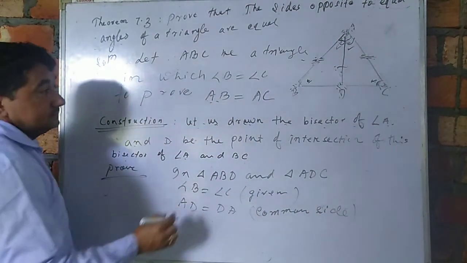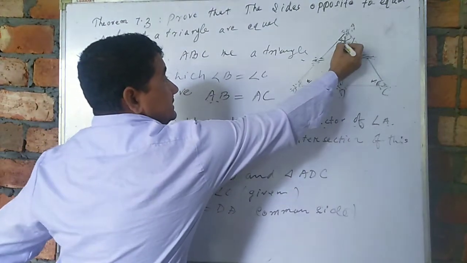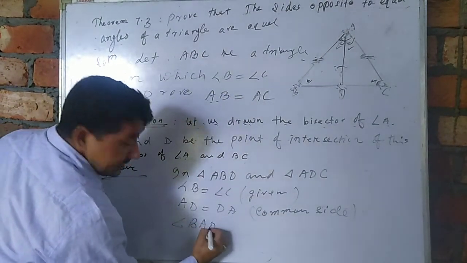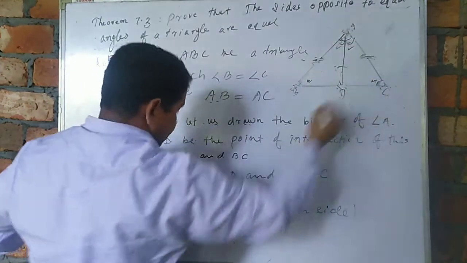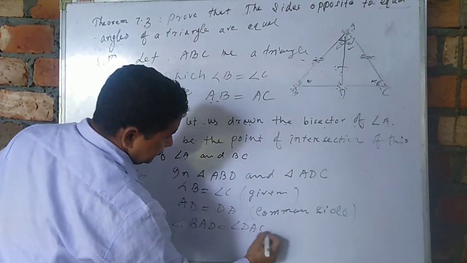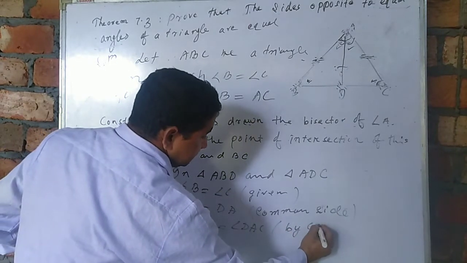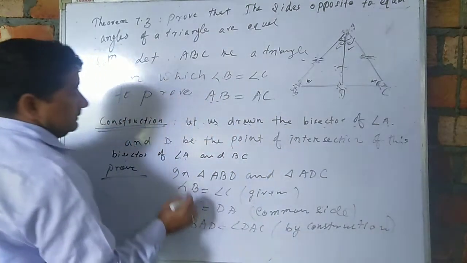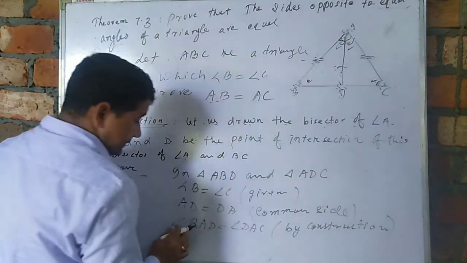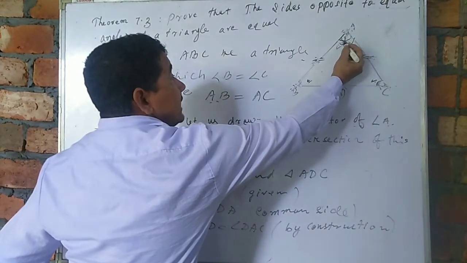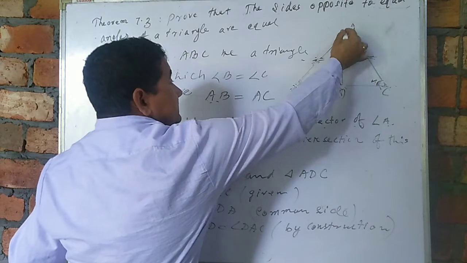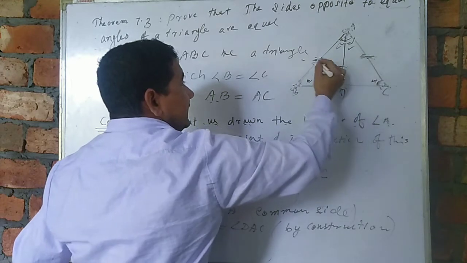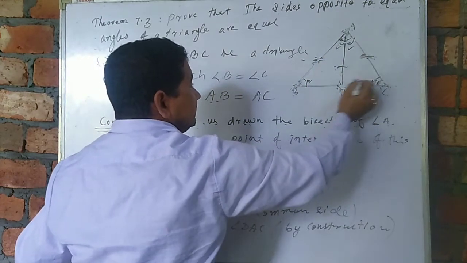Again here, angle BAD is equal to angle DAC by construction. These two angles are the bisector of angle A, so these two angles are 50-50. Because AD is the bisector of angle A, angle BAD and DAC are equal, and angle B equal to angle C is given in the question.